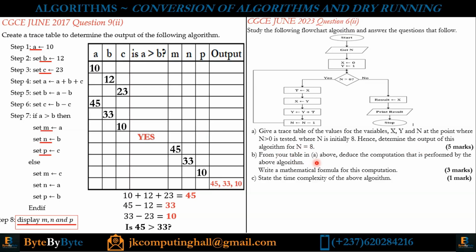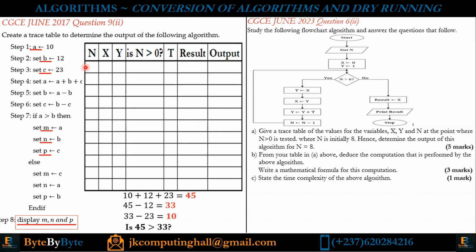B. From your table in A above, deduce the computation that is performed by the above algorithm. Write a mathematical formula for this computation. And C. State the time complexity of the above algorithm. This question was for 9 marks, dear students. Algorithms, like logic gates that were already treated, are chapters that you need to master if you want to have an A grade in advanced level computer science 795. Okay, let's proceed to the A part.